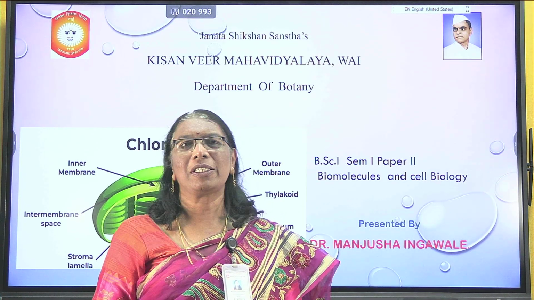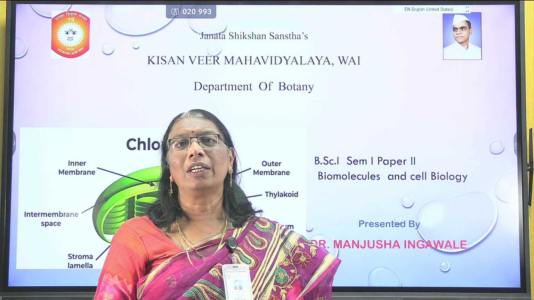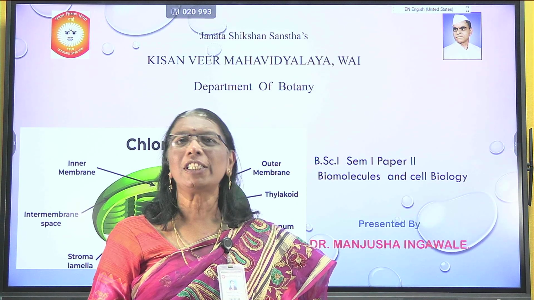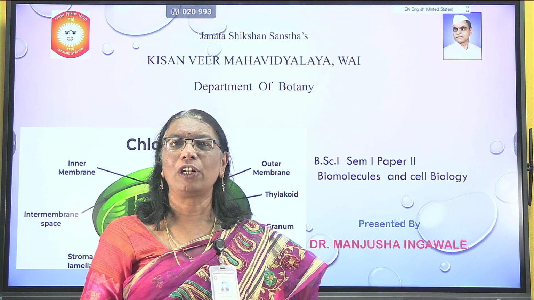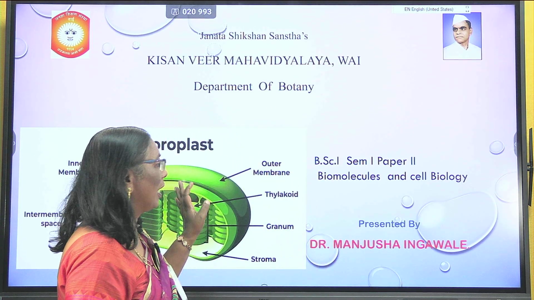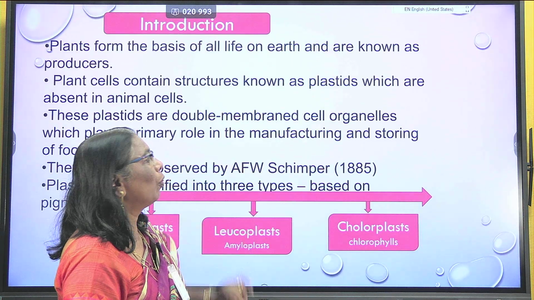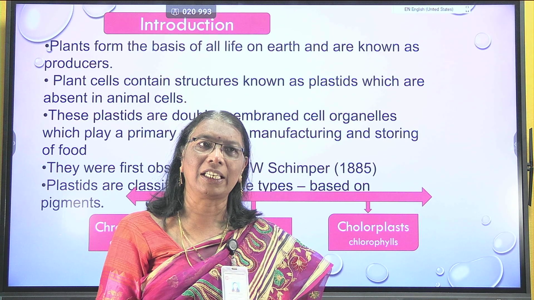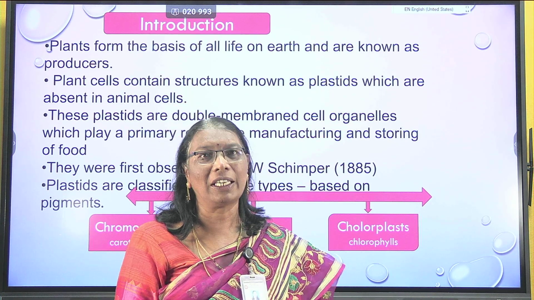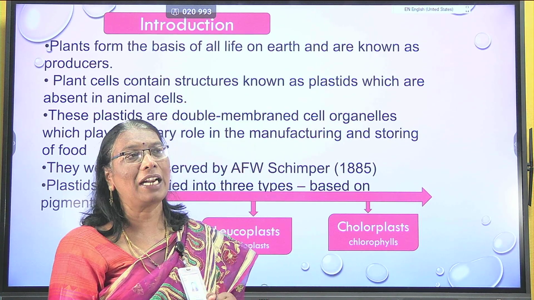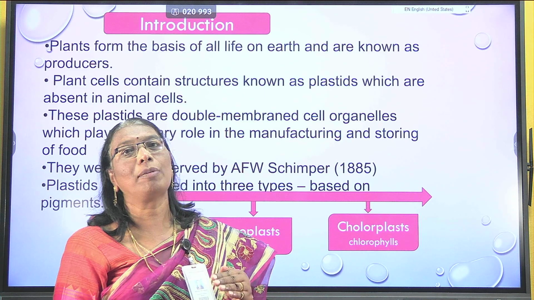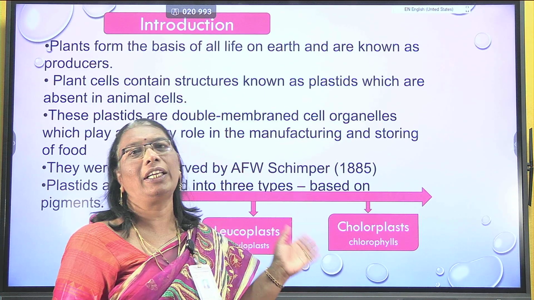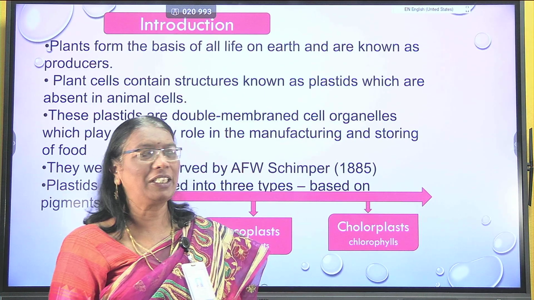In today's presentation, we are going to study one of the important cell organelles. The name of that cell organelle is chloroplast. All of you know that chloroplast is an important cell organelle which is present in plant cells. It is not present in animal cells. Why is it present in plant cells, and why are plants termed autotrophs? We have to study this in today's presentation.